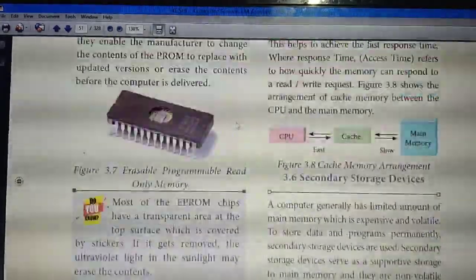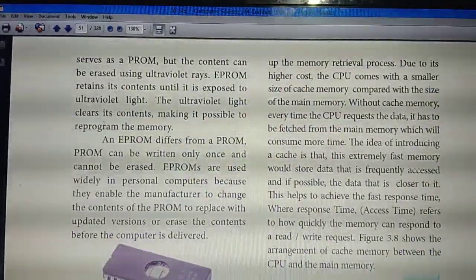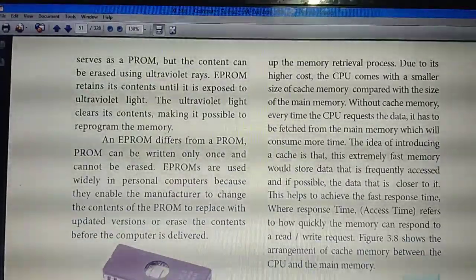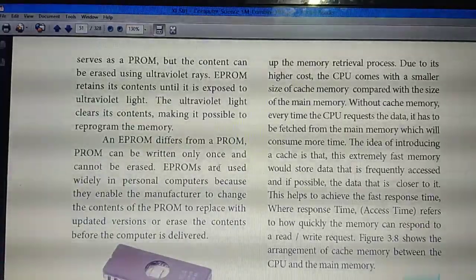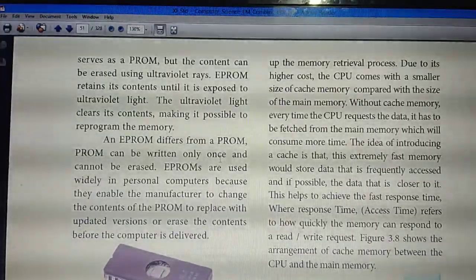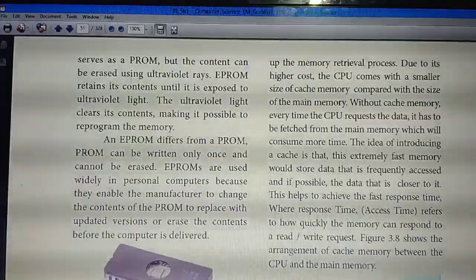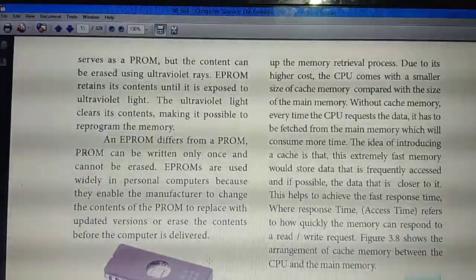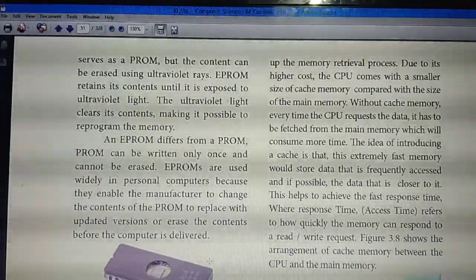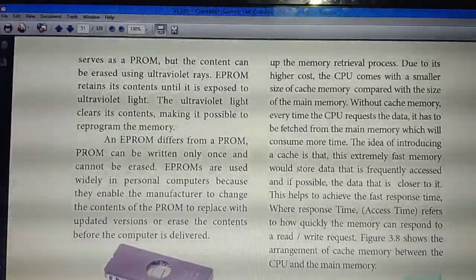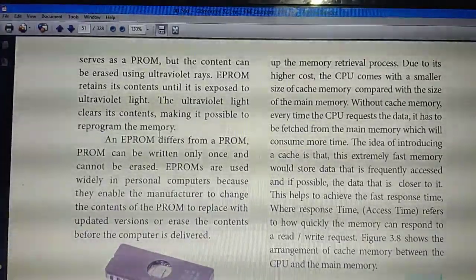Page number 45. Here, before the diagram, an EPROM differs from PROM. This paragraph full. So if it is possible means by your own itself you can differentiate and write. First point, PROM can be written only once. So likewise you differentiate and write. This paragraph full. Have you all marked page number 45? Yes.